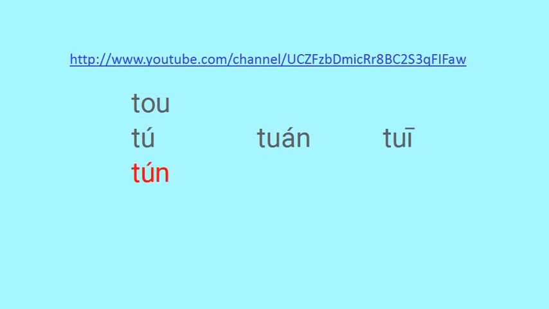Tun has the combination of the alphabet UN form, so Tun is pronounced as Tuan. Tuo is pronounced as Tuo. Please compare the pronunciation of this Tuo with Tou before.